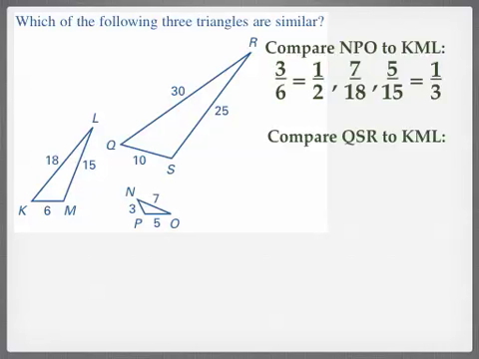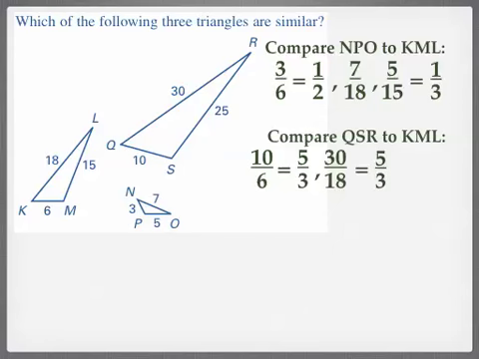The next set of triangles that I'm going to try is QSR to KML. Again, QSR comes first, so that's going to be the side I put on top. KML comes second, so that's going to be the side that I put on the bottom. The three ratios that I could write would be 10 over 6, which can be simplified to 5 over 3. I could also write 30 over 18, which could also be simplified to 5 over 3.